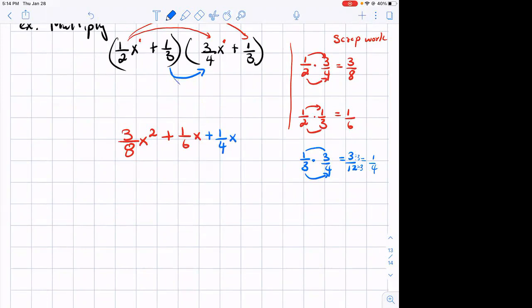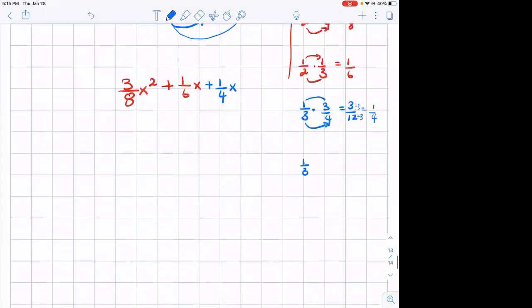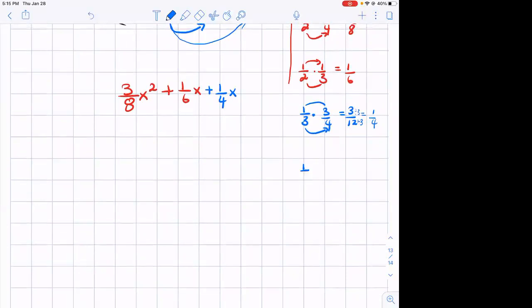And then if we multiply again, 1/3 times 1/3. Well, 1 times 1 is 1, 3 times 3 is 9. So this becomes plus 1/9. Now, notice that you still have a little work, right? Because here is an x term and here is an x term. So you have to add these two.